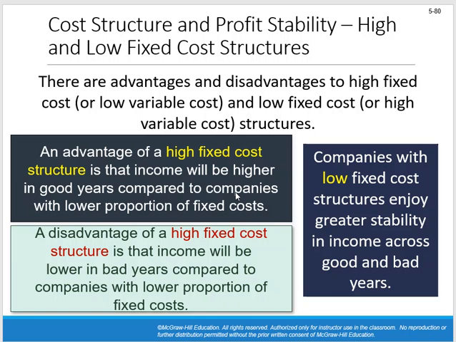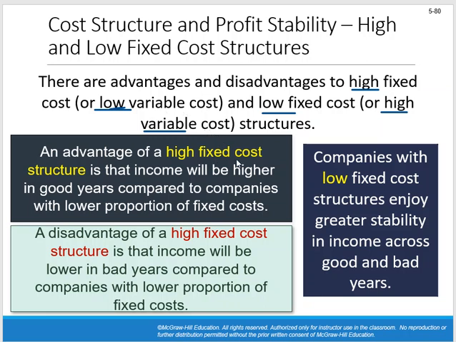So I find this is too many words on the screen and a little bit confusing, but stick with me. The book's saying the same thing I am. There are advantages and disadvantages to high fixed costs or low variable costs versus low fixed costs and high variable cost structures, right? So if our fixed costs are relatively high, that would imply that our variable costs are relatively low, and vice versa. When we have low fixed costs, we have high variable costs. Okay, so that's the relative proportion in terms of our overall expenses.